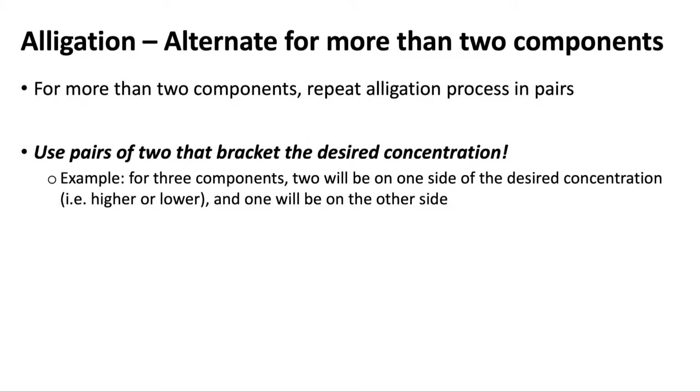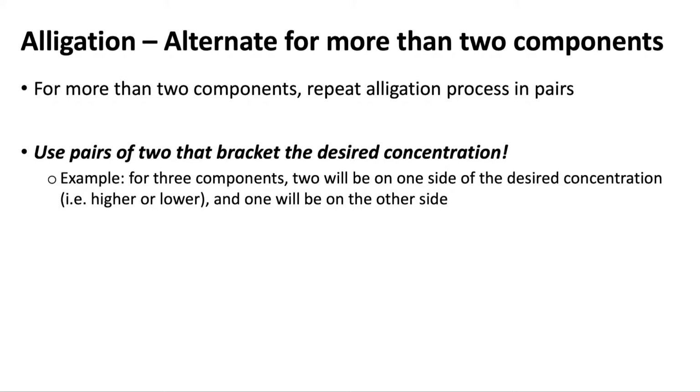The take-home message is, when you have three or more components to use in an alligation, you're going to group them into pairs, and then repeat the alligation multiple times with these unique pairs of concentrations. You're going to use pairs that bracket the desired concentration. That's the key idea. While you're going to do multiple alligations with multiple combinations, each of the combinations has to have one concentration that is higher than the target and one concentration that is lower than the target. So keep that in mind.